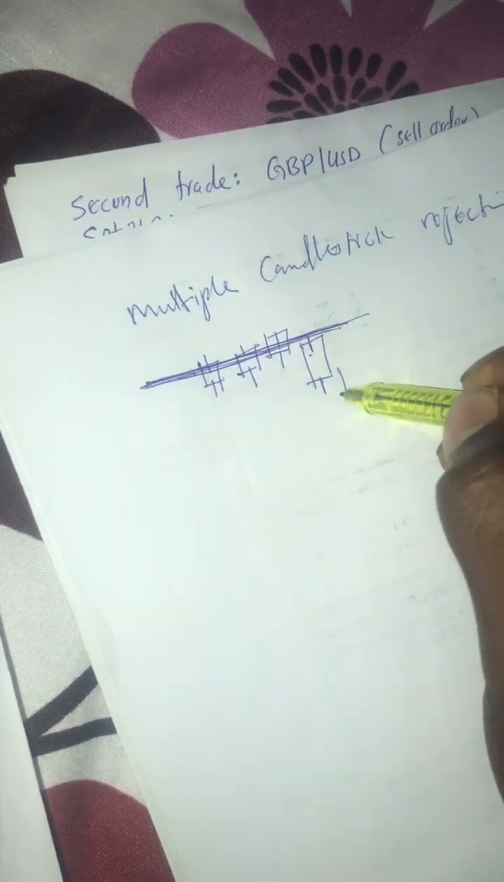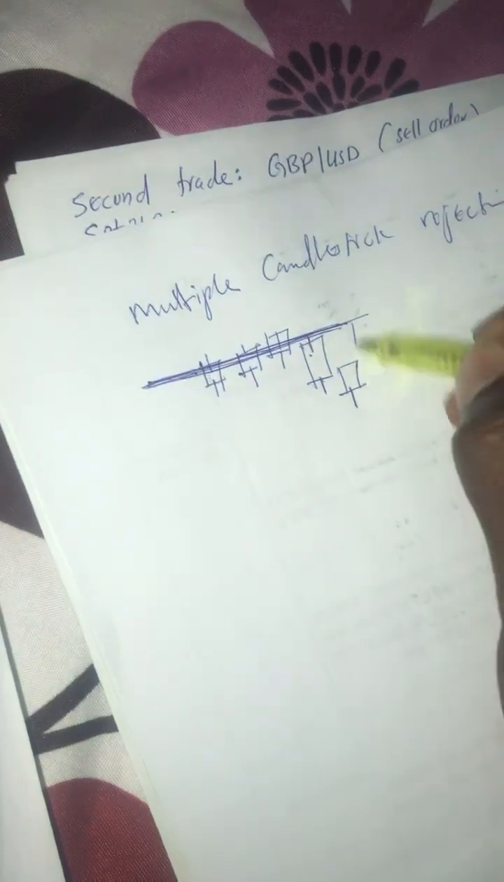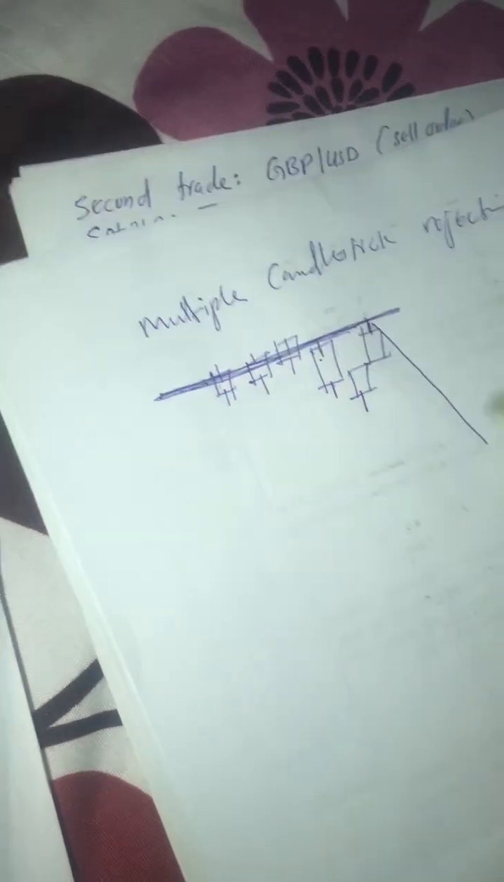At this point, don't enter a trade. Wait for the candlestick to move enough. Then come down here. If it comes down here, then go back and retest your resistance level. That is when you enter what? Sell.